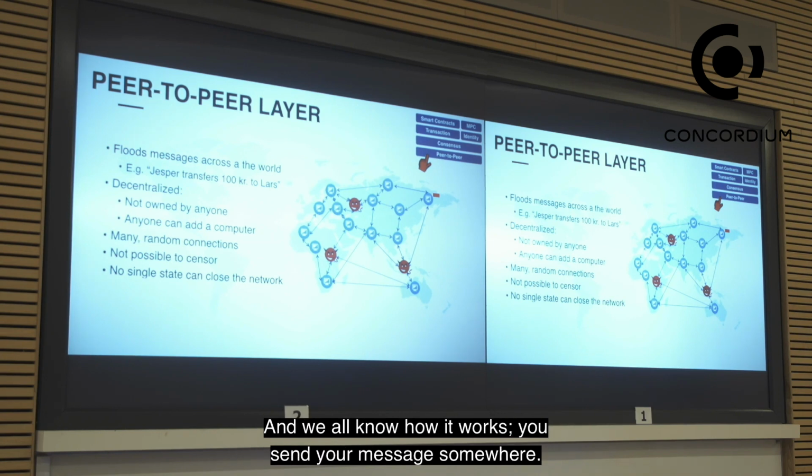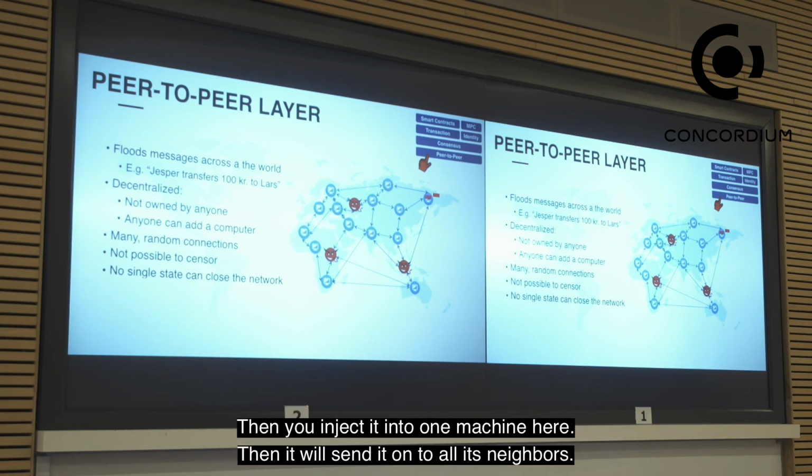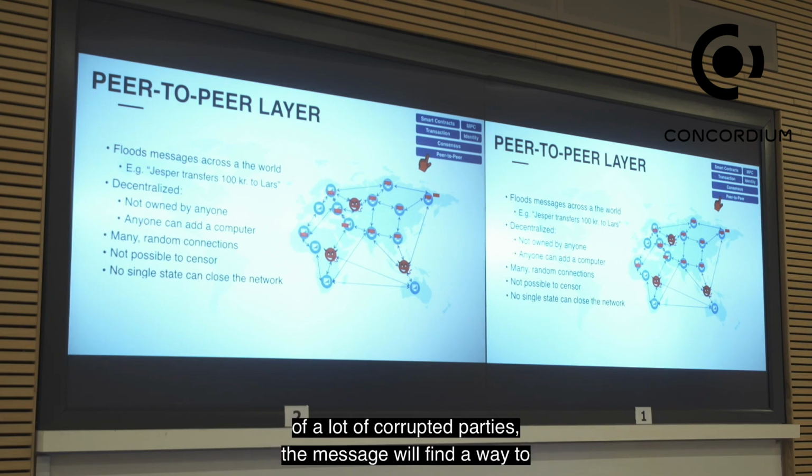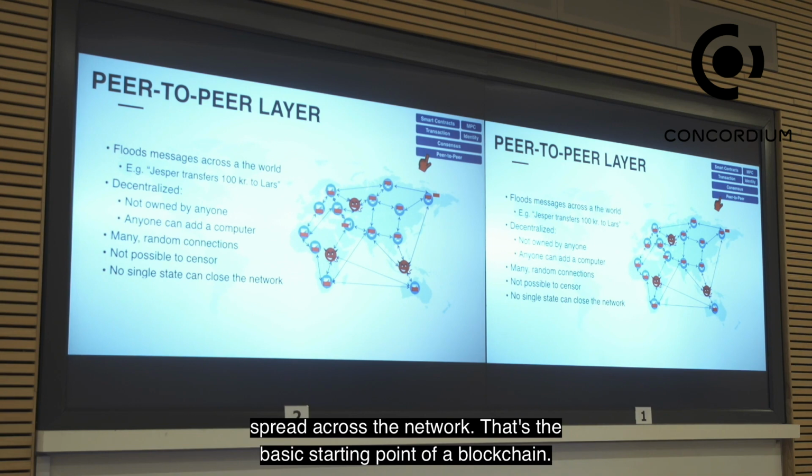And we all know how it works. You send your message somewhere, and then you inject it into one machine here. Then it will send it on to all its neighbors. That one will send it on to all its neighbors, and so on. And even in the presence of a lot of corrupted parties, the message will find a way to spread across the network. That's the basic starting point of a blockchain.